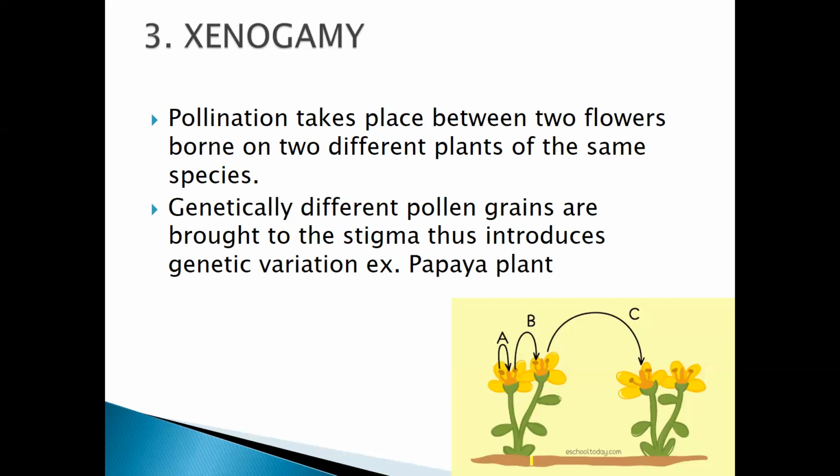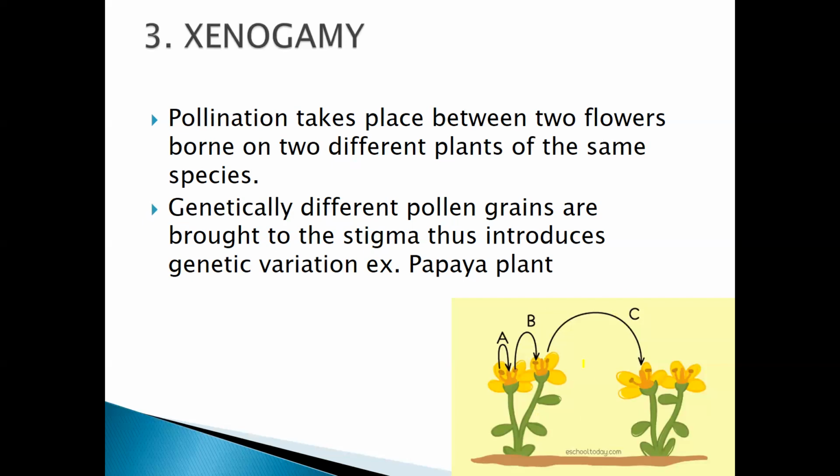Why cross-pollination? Because the pollination is taking place between two different plants. Yes, between two different flowers of different plants. Between two flowers born on different plants. Here, the pollination takes place between two flowers born on two different plants of the same species. Same species, I already told you, papaya.